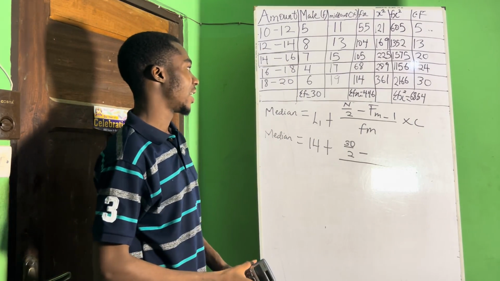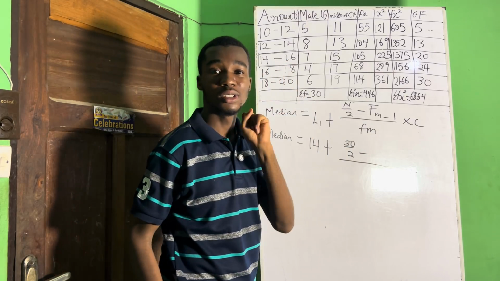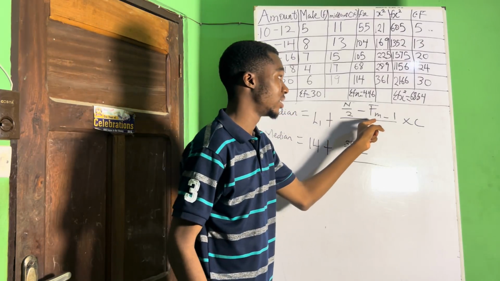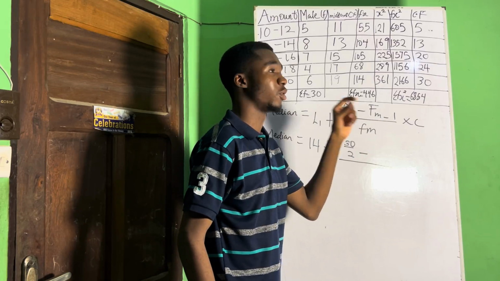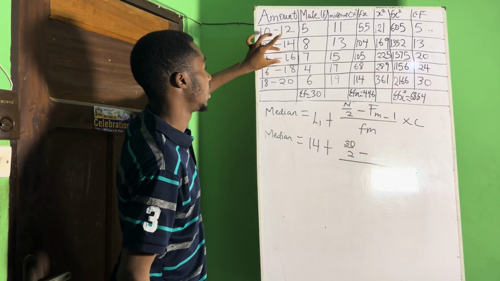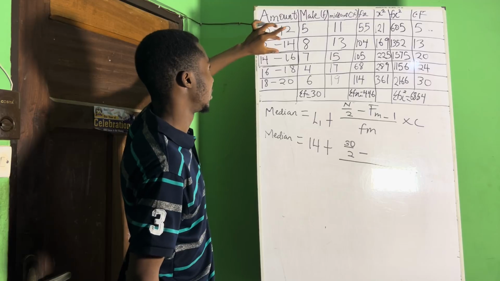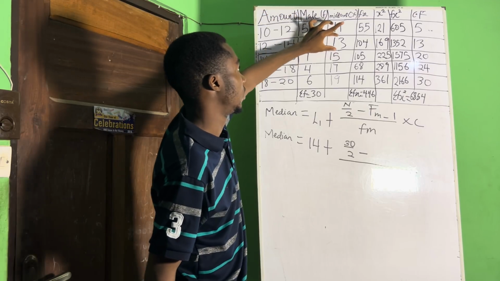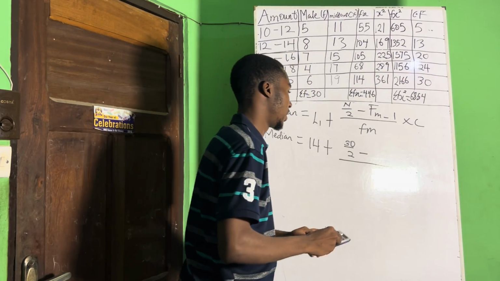All right. So now, like I said, the capital F m minus 1 tells you the cumulative frequency before the median class. When you see minus 1, just know that it's before. Minus means you are going back. So capital F m minus 1 is the cumulative frequency before the median class. Now we established that 14 to 16 is the median class. So this is the group before the median class. You go to the one before the median class, then you look for the cumulative frequency. What is the number there? 13. So that becomes 13.